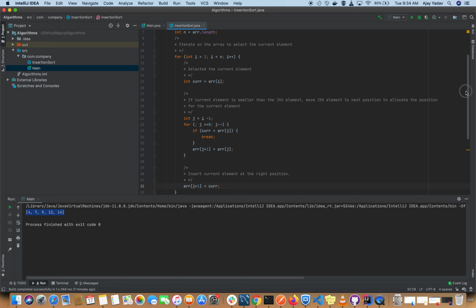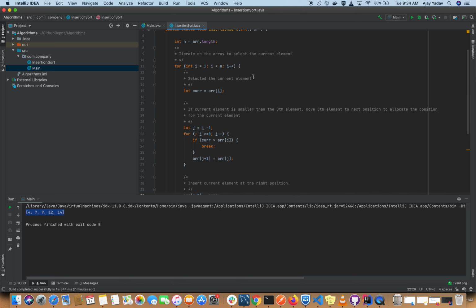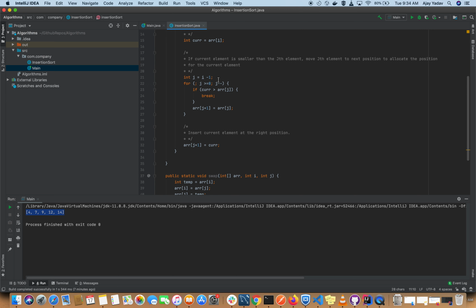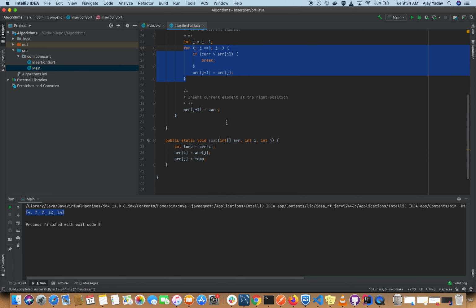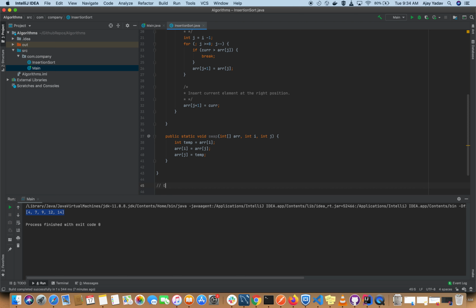This is the simplest algorithm I think we have studied. And if you want to analyze the time complexity, here you are iterating over all the elements, and here you are iterating over one element, then two elements, three elements. So overall complexity, if you observe, is n square. So insertion sort has the complexity of n square.